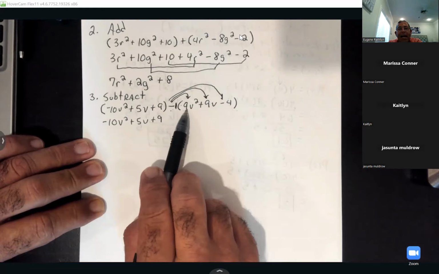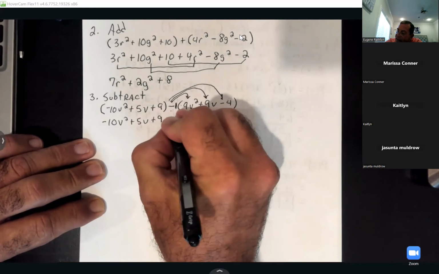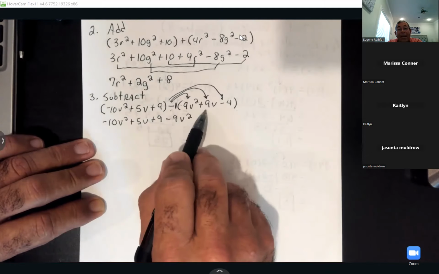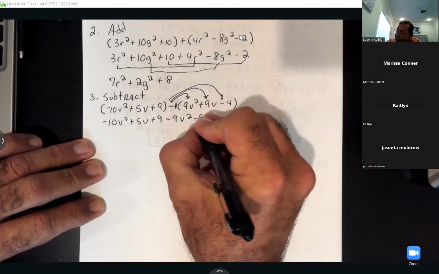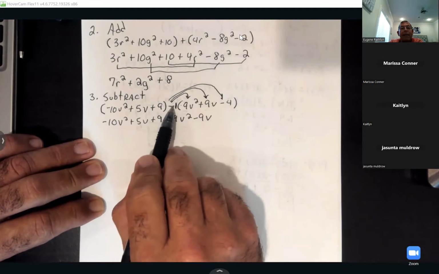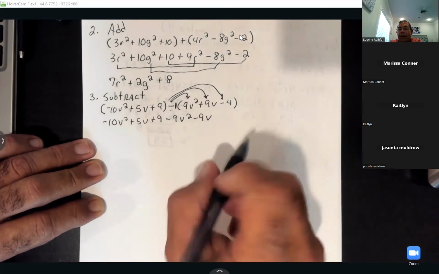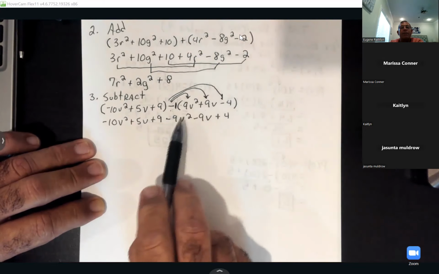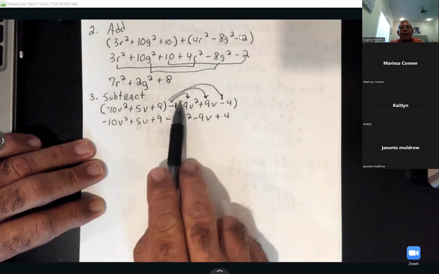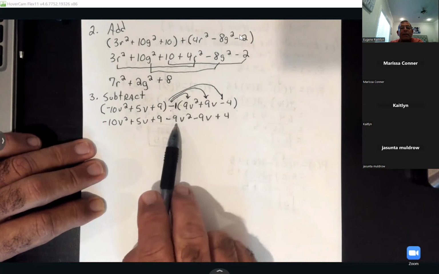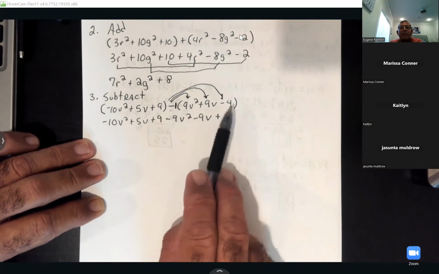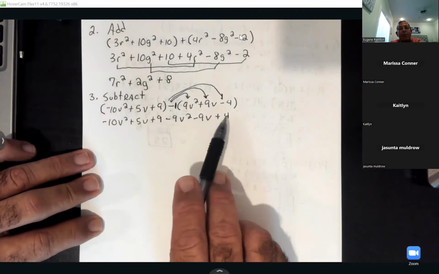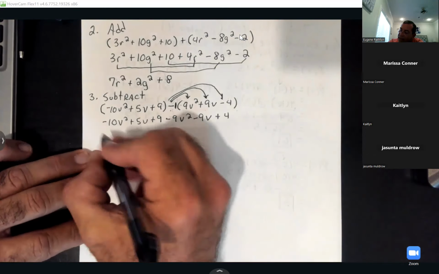Negative 1 times 9 makes that a negative 9v squared. Negative 1 times 9 makes that a negative 9v. And then that negative 1 times that negative 4 makes that a positive 4. So subtraction, everything inside the second parentheses changed signs when I brought them out. All right, so I got rid of the parentheses. Now I'm going to add like terms.